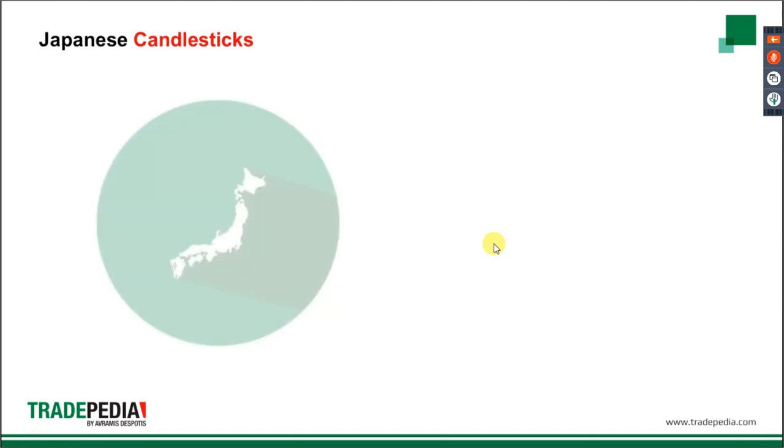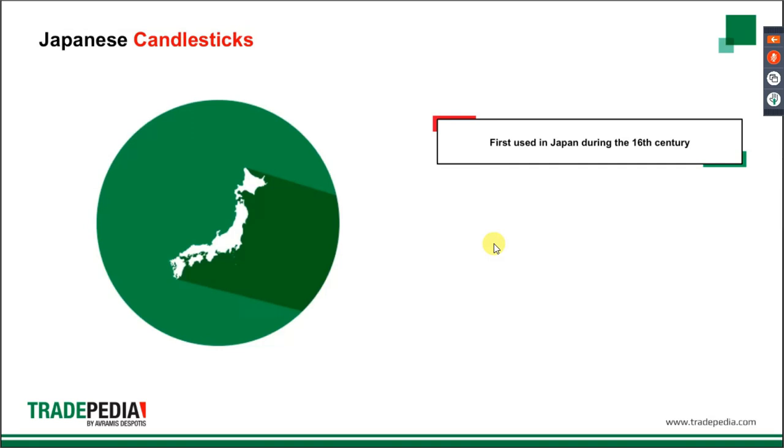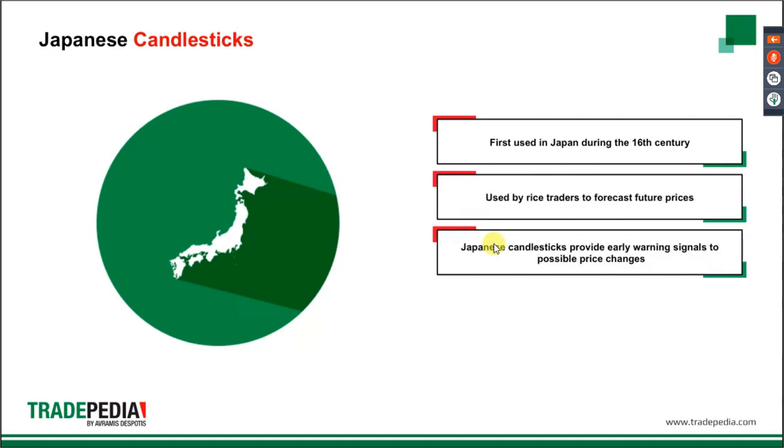And then we have the Japanese candlesticks. Candlestick analysis was first used in Japan in the 16th century. I think this is the one that we are using. It's more common. It was used by rice traders and is an attempt to forecast future rice prices. So just a little bit of background on the use of Japanese candlesticks and where they came from. Japanese candlesticks are leading indicators because they provide early warning signals to possible price changes.